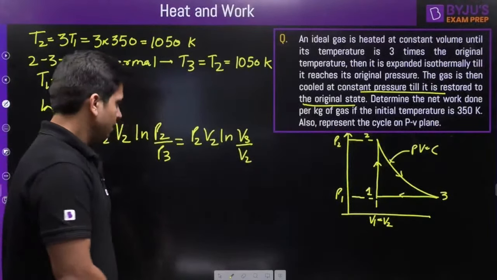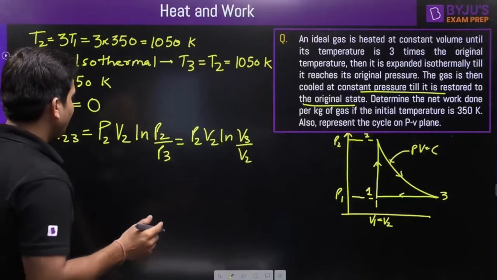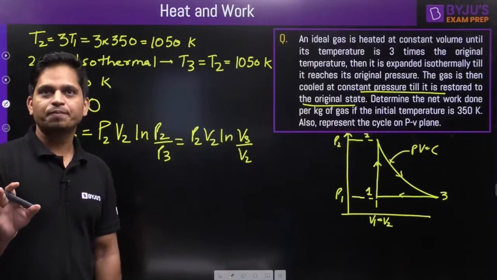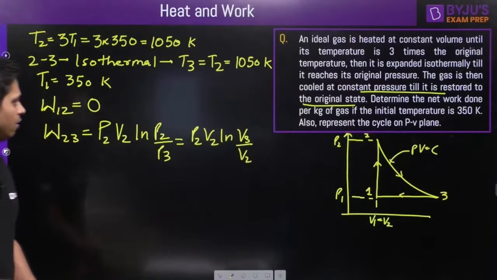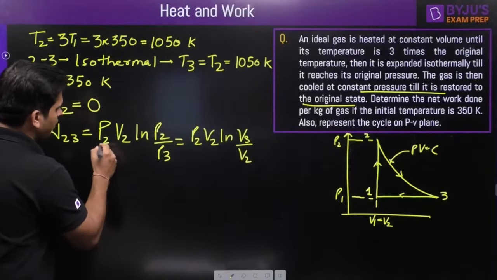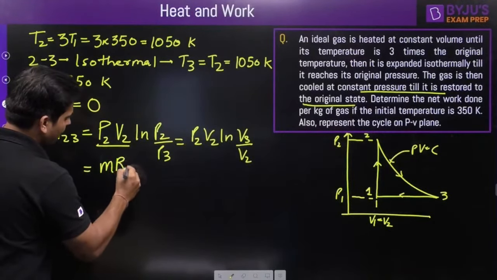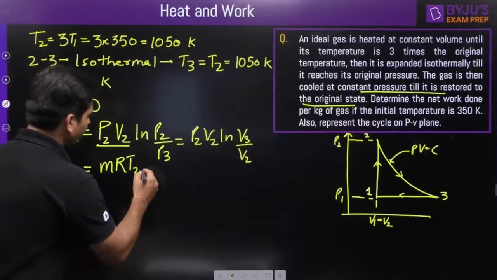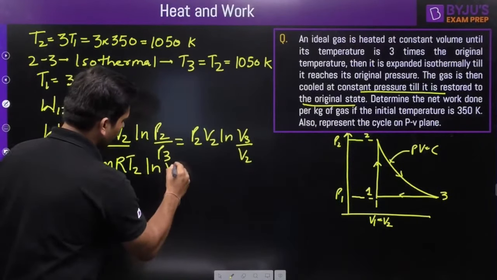Okay. Now, what do I know? I need to find out either pressures or volume. Are you getting this? Is this okay? This speed I think is fine, right? I'm not very fast. So first of all, P2V2 can I write as mRT2? Yes, I can. ln(V3 by V2).